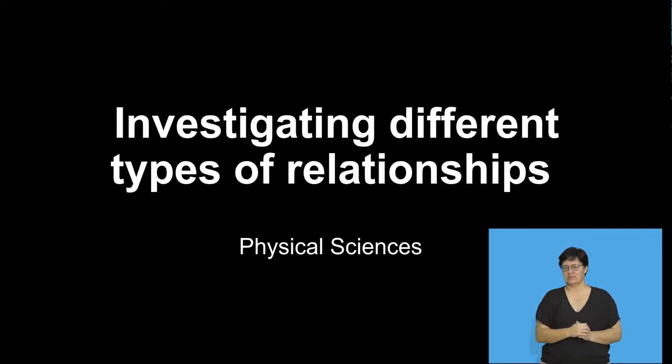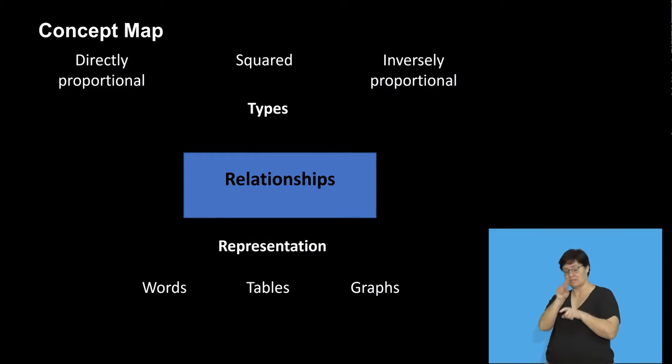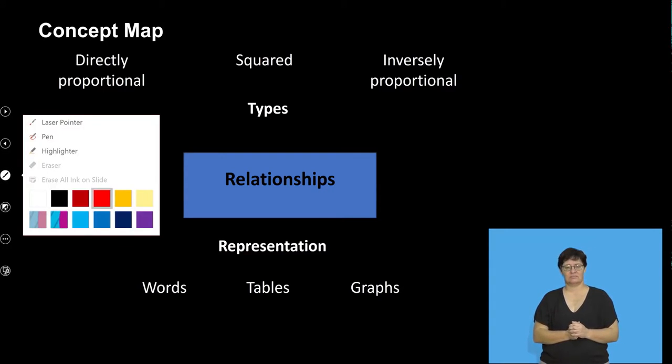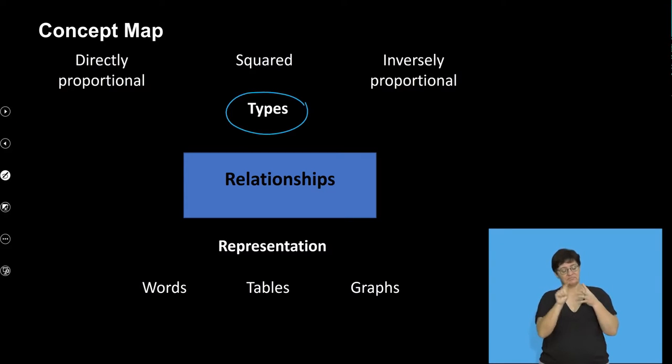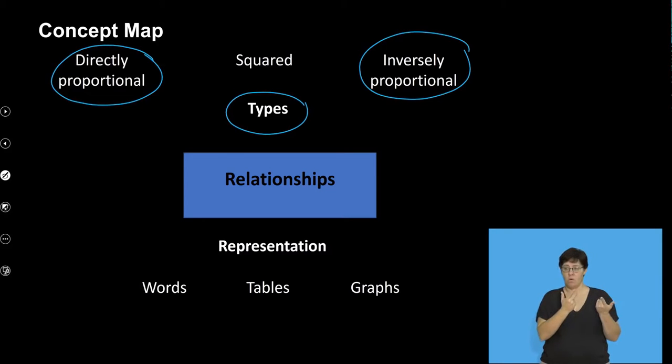We're going to be looking at investigating different types of relationships. And when we mention types of relationships, we're obviously talking about some things that are going to be related to practical investigations. And so the aim of a practical investigation is really to find out how we can relate things together. And within the idea of relationships, we'll then find that we've got different types of relationships. We've got these words directly proportional and inversely proportional that we're going to focus on today.